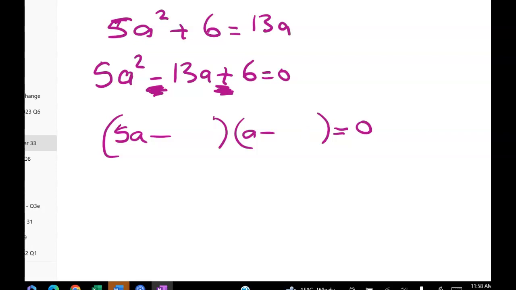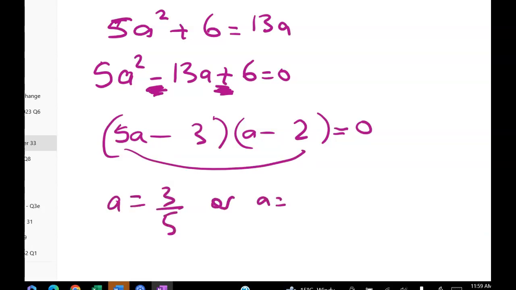It's not going to be 6 and 1. It's going to be some combo of 2 and 3. So if I do a 3 here and a 2 here, that's not going to work. That would give me negative 17a. But if I do it the other way around, I get minus 10a here and minus another 3a here. That gives me a is equal to 3/5 or a is equal to 2.